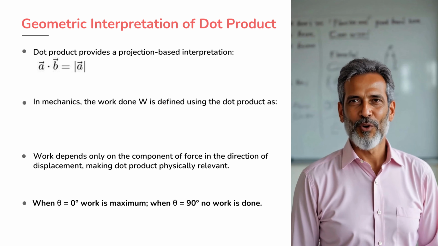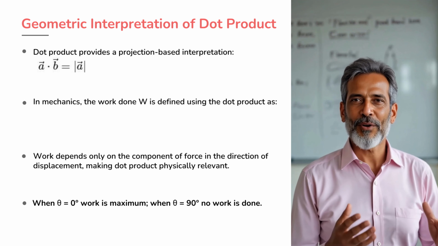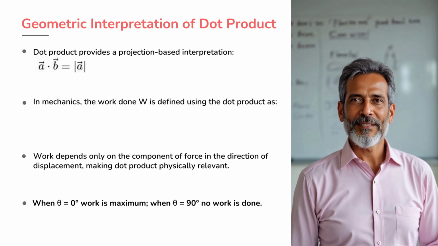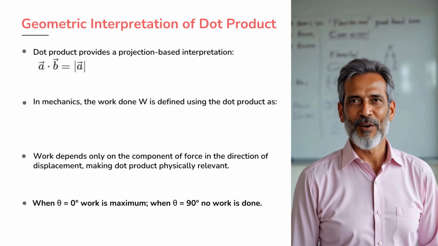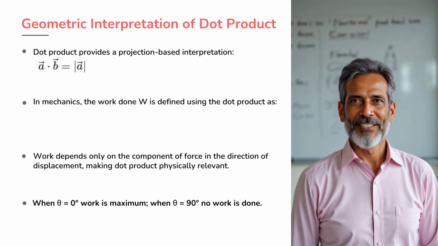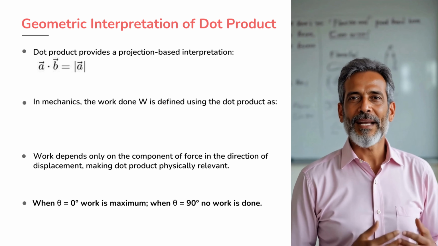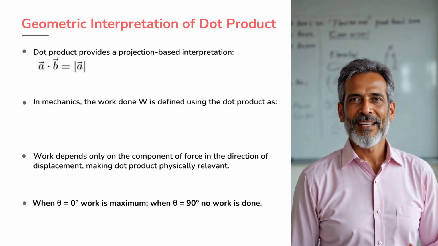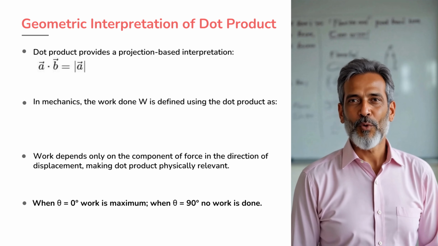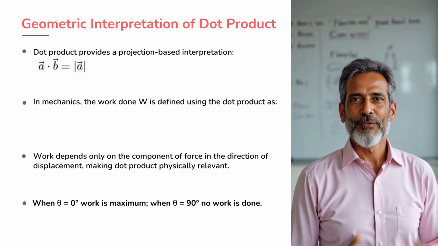Let's make the dot product come alive with a real-life example. Work done by a force. The dot product measures how much of one vector projects onto another. Another way of saying this is, vector A dot vector B equals the magnitude of vector A times the projection of vector B on vector A. In mechanics, the work W done by force F when it displaces an object by D is given by W equals vector F dot vector D.